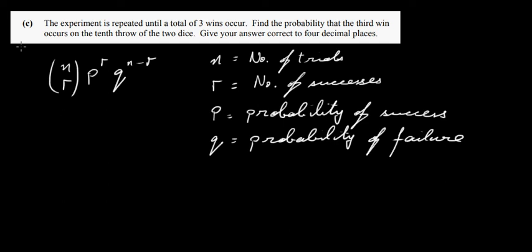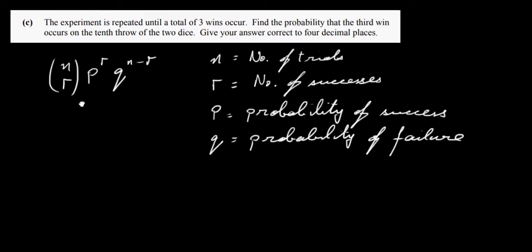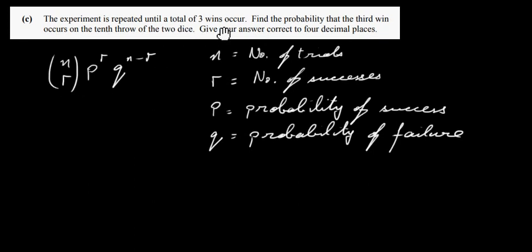Well, the experiment is repeated until a total of 3 wins occur. And find the probability that the third win occurs on the 10th throw of the 2 dice. So what we want here really is, in the first 9 trials, we want 2 successes. So we want 9 trials and 2 successes in those 9 trials. Let's just do that first. And then on the 10th throw of the dice, we want to win. So we'll do that separately. So let's do 9 choose 2 first.